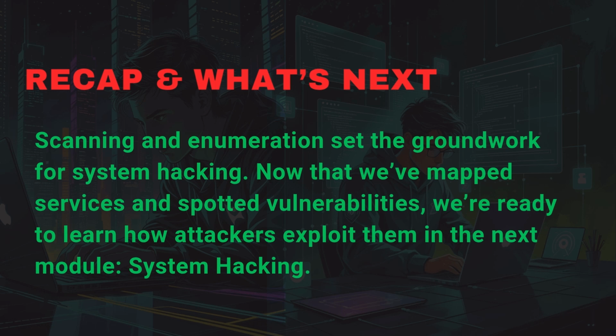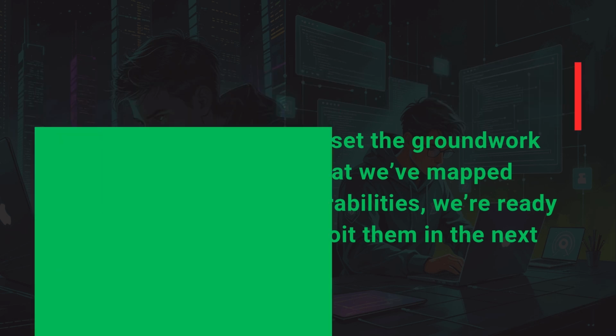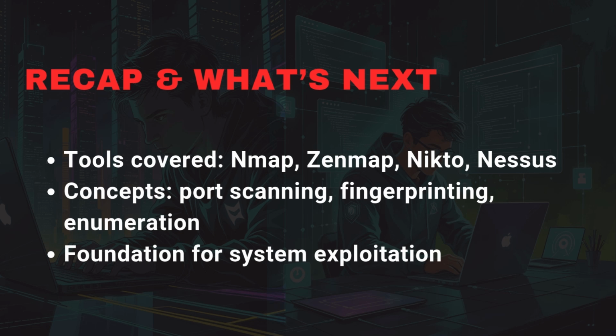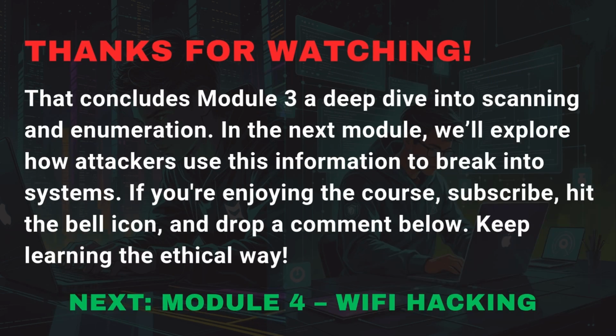Recap and what's next. Scanning and enumeration set the groundwork for system hacking. Now that we've mapped services and spotted vulnerabilities, we're ready to learn how attackers exploit them in the next module, system hacking. Tools covered: Nmap, Zenmap, Nikto, Nessus. Concepts: port scanning, fingerprinting, enumeration. Foundation for system exploitation. That concludes Module 3, a deep dive into scanning and enumeration. In the next module, we'll explore how attackers use this information to break into systems.